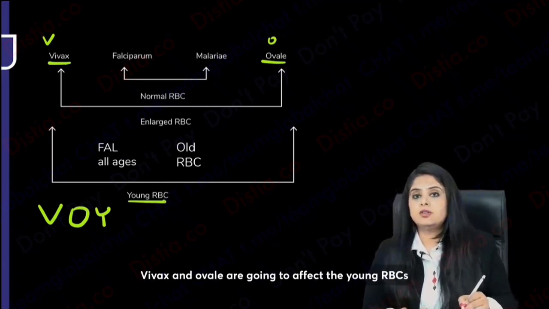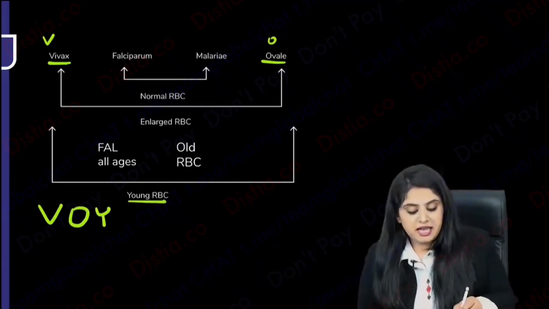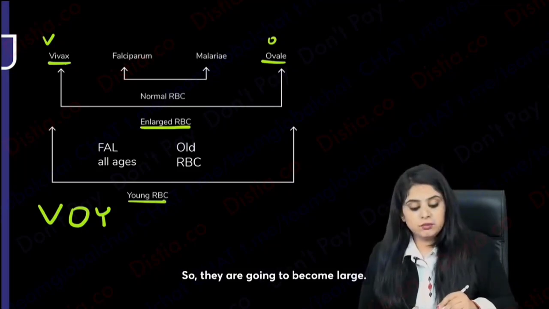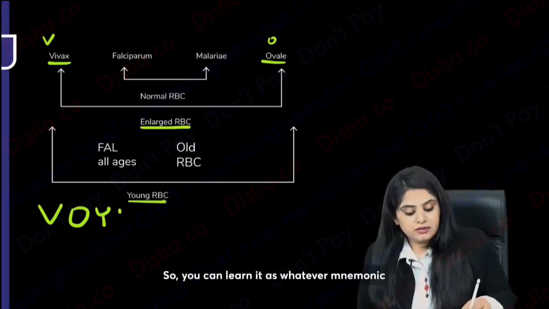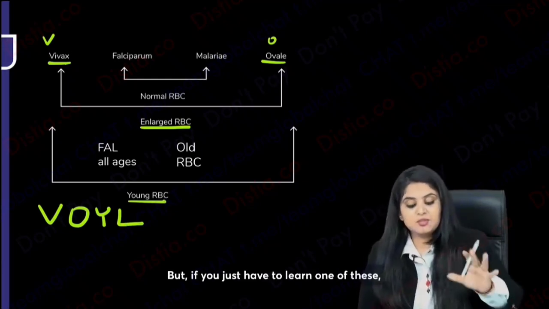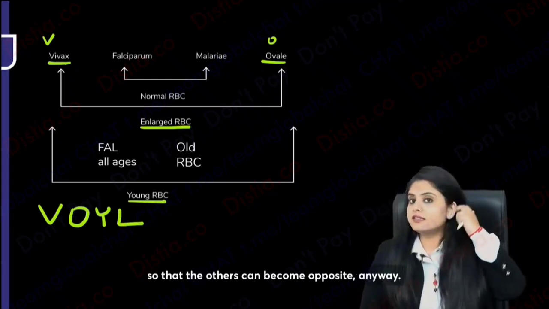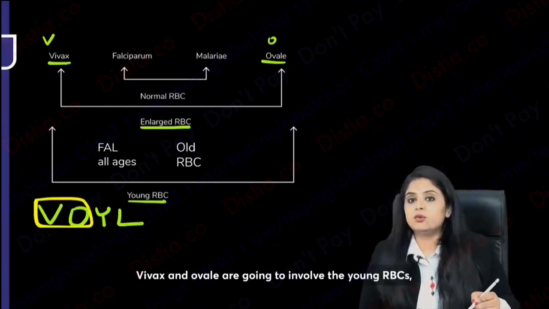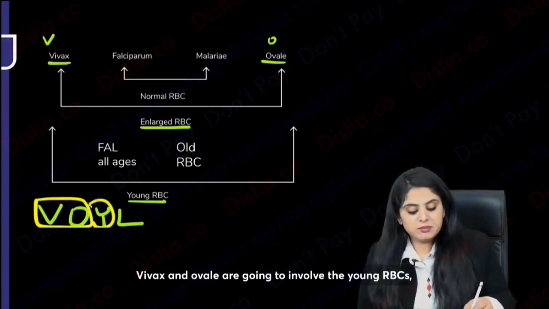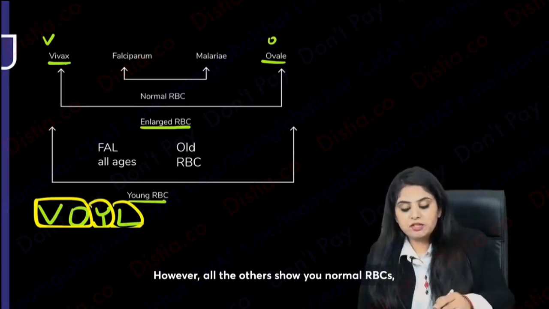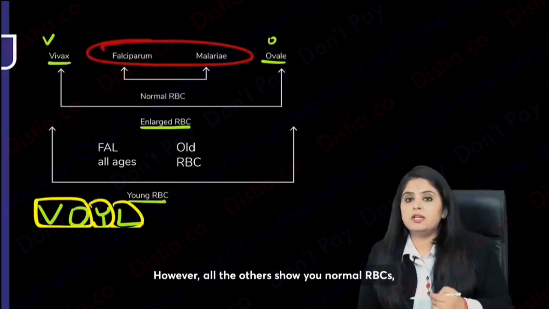Vivax and Ovale are going to affect the young RBCs, and those RBCs are going to become enlarged. So they are going to become large. You can learn it with whatever mnemonic you can make out of it. But if you just have to learn one of these, the others become the opposite. Anyway, Vivax and Ovale involve the young RBCs, and they are going to be the large RBCs. However, all the others show you normal RBCs.